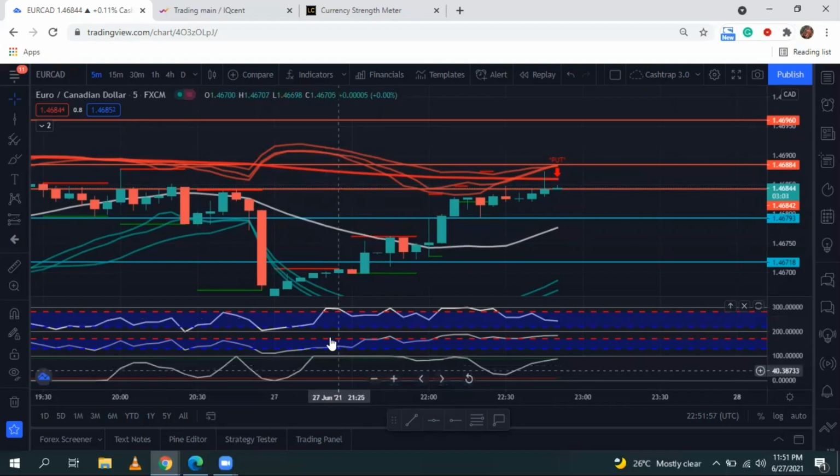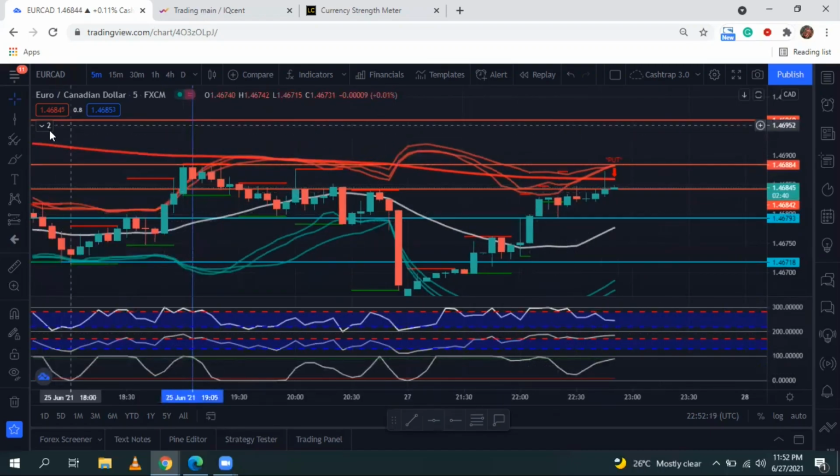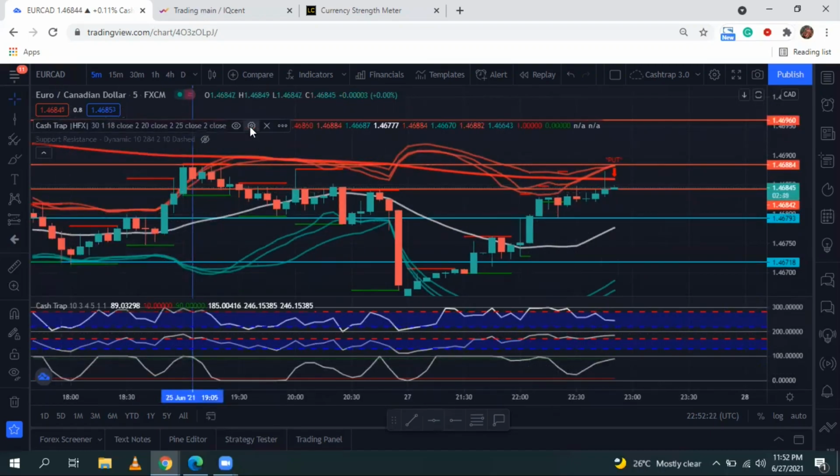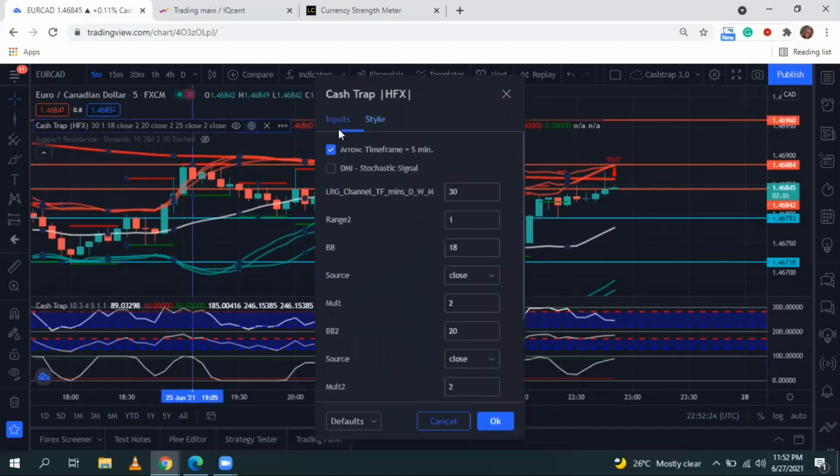The DMI is actually the one at the bottom. It's not this. This is your stochastics. This is your RSI. Then this is your DMI, but it's not just showing the buy and the sell as usual. Because after combining, if you actually want to see the buy and the sell, then you can come to the Cash Trap here, to the settings. Then you come to the input. Then you tell it to give you the DMI stochastic signal.